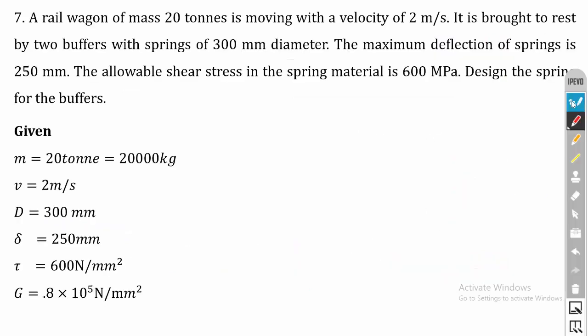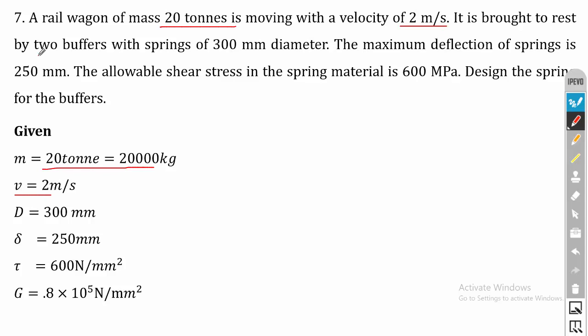So we'll solve a problem on that. A rail wagon of mass 20 tons. Here the mass is given in ton, and we know that 1 ton is equal to 1000 kg. So 20 ton is equal to 20,000 kg. It is moving with a velocity of 2 meter per second. V is equal to 2 meter per second.